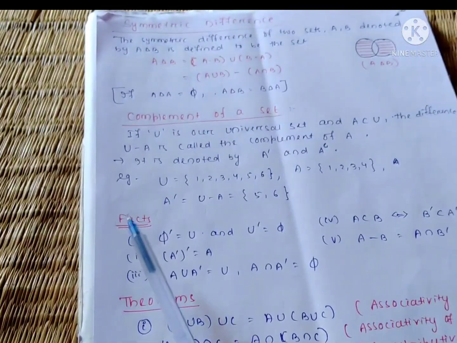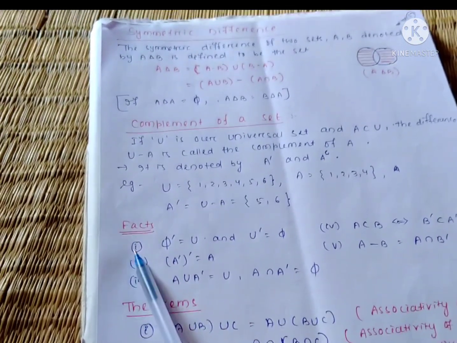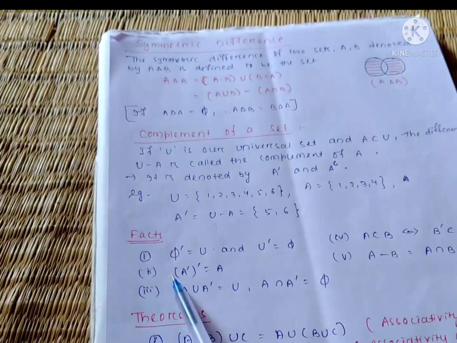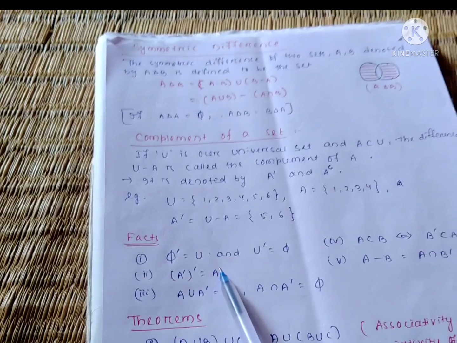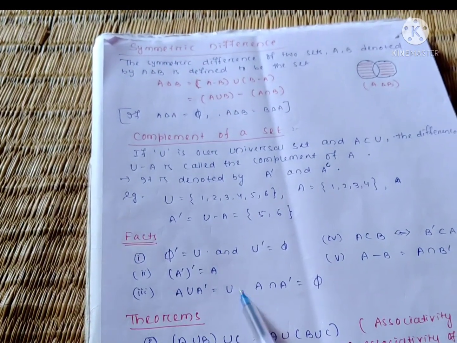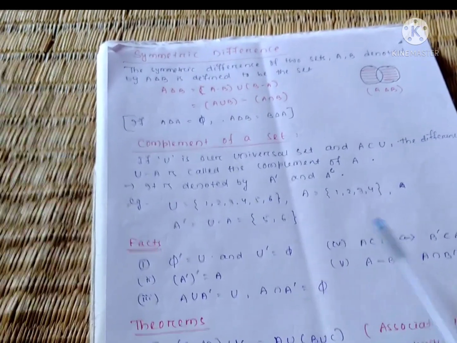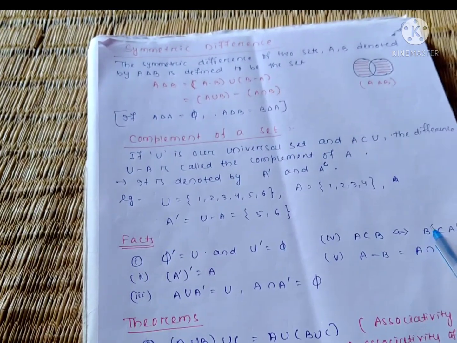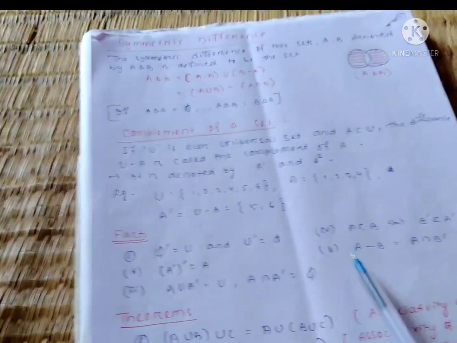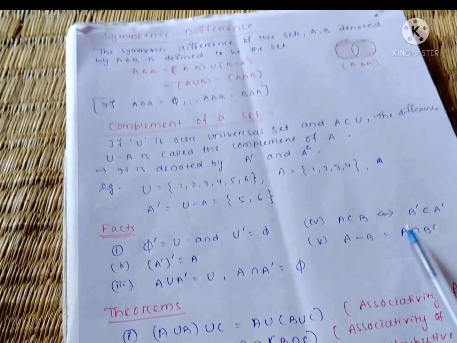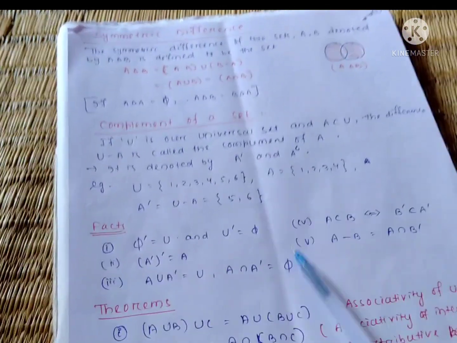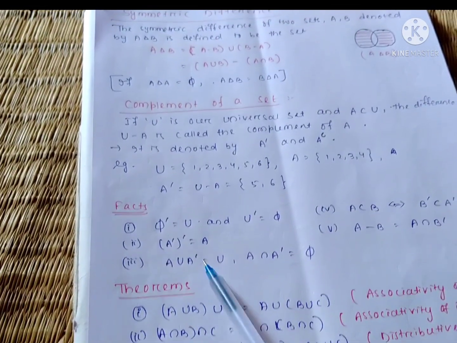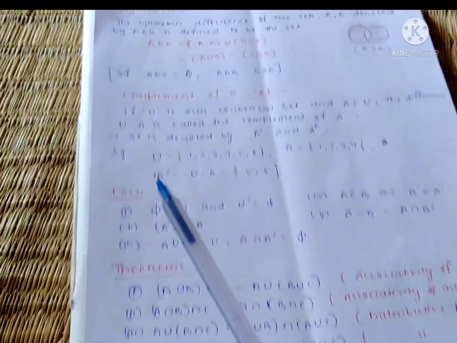{5, 6}. Facts regarding the complement of a set: φ complement equal to U and U complement equal to φ. A complement का complement equal to A, A union A complement equal to U and A intersection A complement equal to φ. If A is a subset of B, double implication, B complement is a subset of A complement. A minus B और A डिफरेंस B इक्वल टू A intersection B complement. ये सब एक इम्पोर्टेंट रिजल्ट हैं जो कि हमें याद रखना पड़ेगा. A union A complement equal to U and A intersection A complement equal to φ.